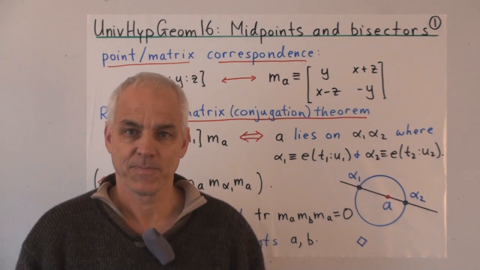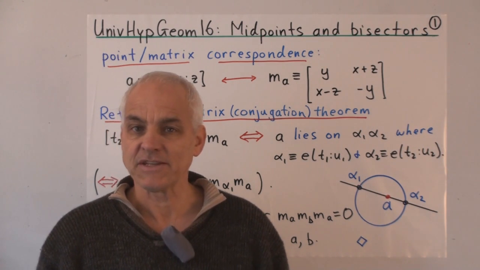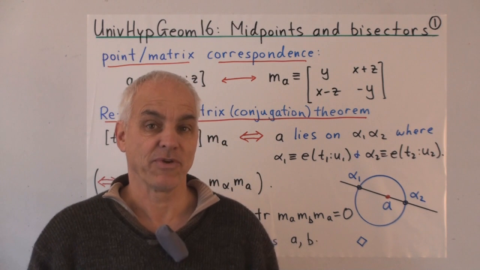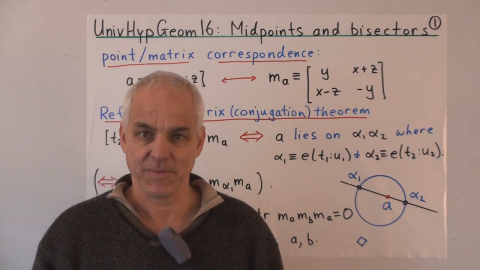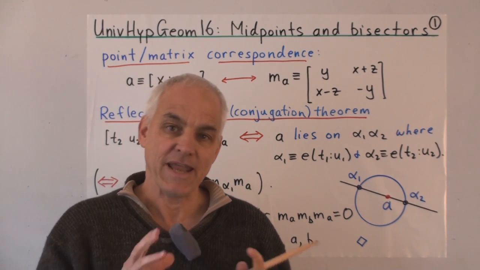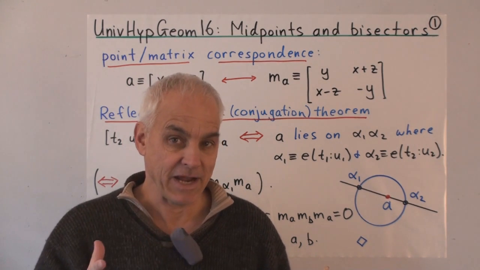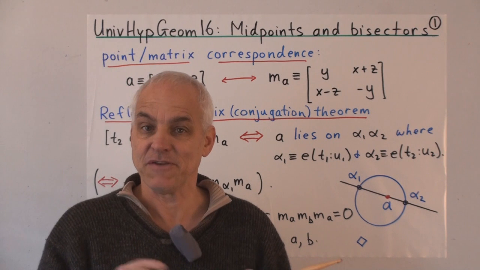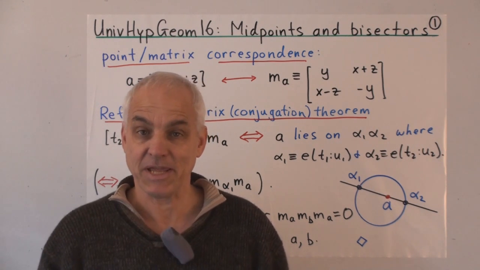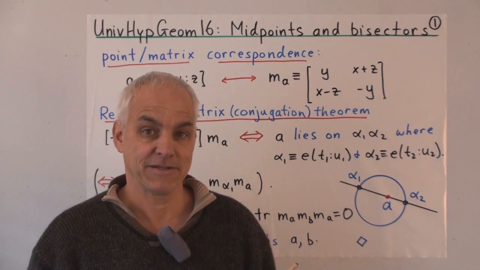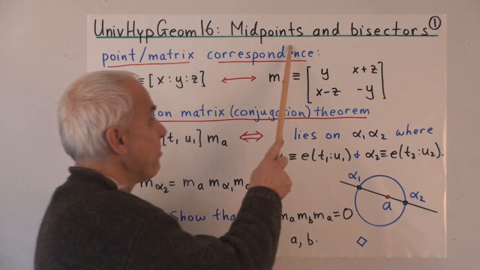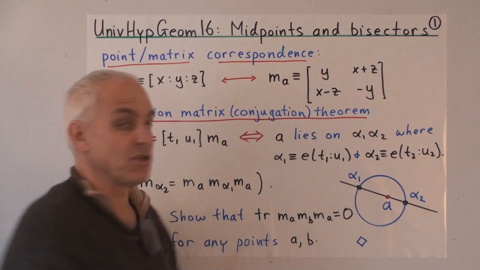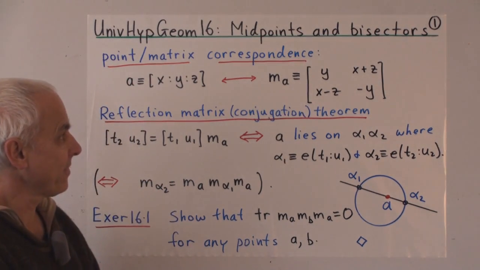I'm Norman Wappeger. Today we're going to investigate more deeply this notion of reflections in universal hyperbolic geometry. We're going to connect reflections with perpendicularity and show that reflections in fact maintain perpendicularity of points and lines. And then we're going to introduce the interesting notions of midpoints and their dual notions called bisectors.